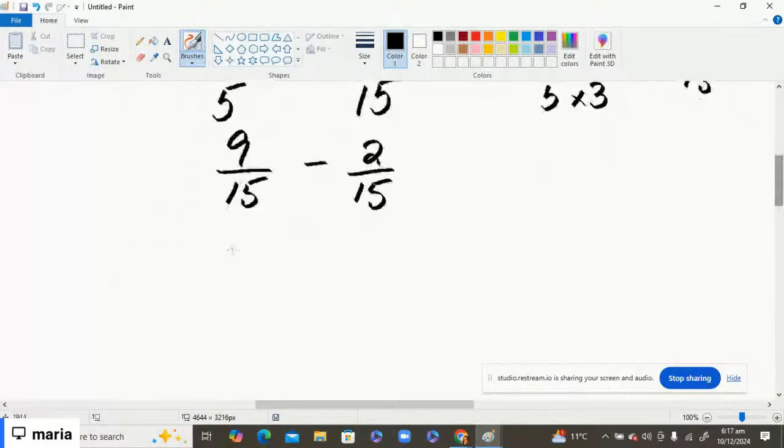Okay. Now putting 15 here, subtracting their numerators only. 9 minus 2, only subtract their numerators. So 9 minus 2, what's the answer? 7 over 15. That is your answer.